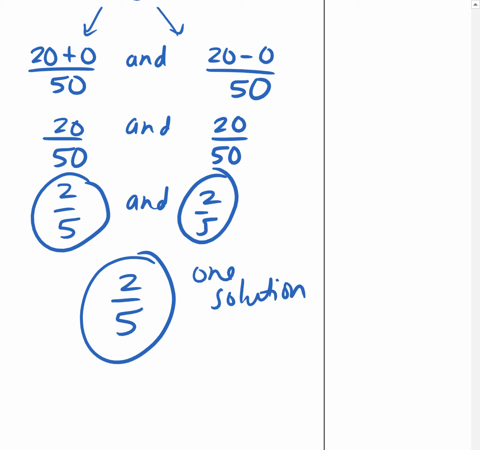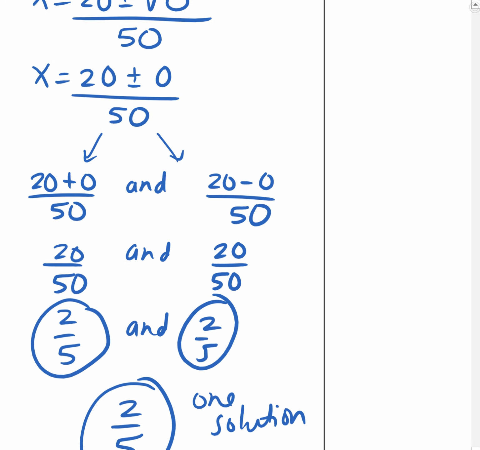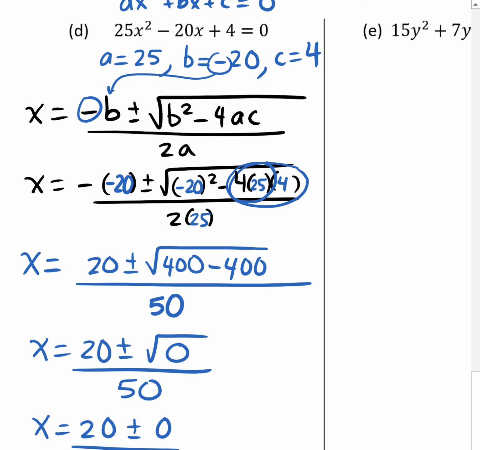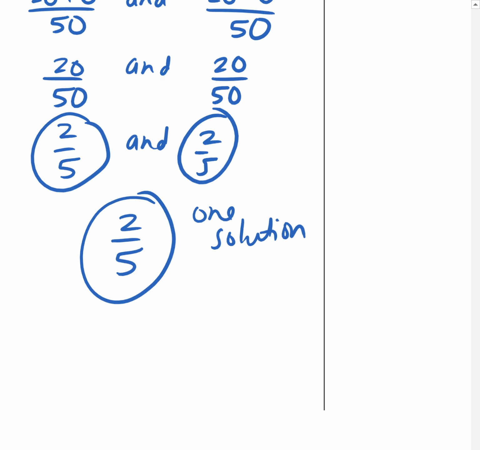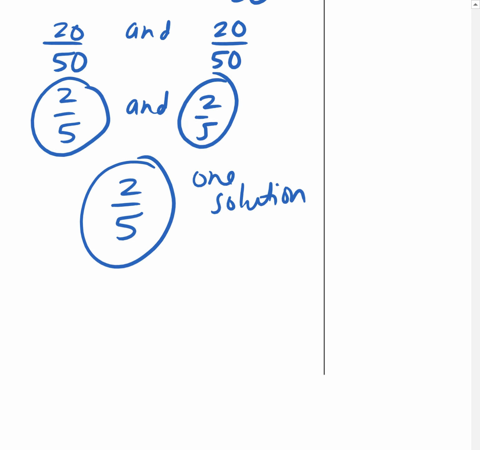So that's kind of weird. Every problem we've seen so far, you have one solution. But this is the unique situation. This will only happen when the thing inside the square root is 0. Notice that's what happened. If you have anything inside there other than 0, you're going to get two actual answers.